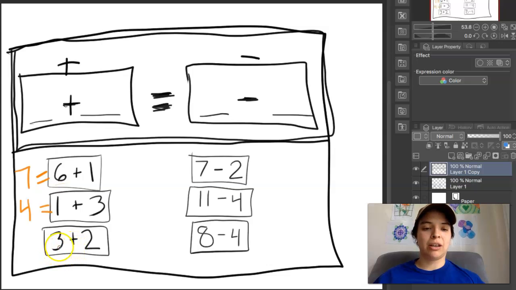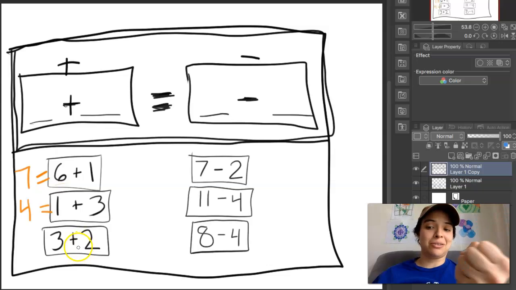All right, last one. 3 plus 2. So grabbing the 3. 3, 4, 5. Ooh.